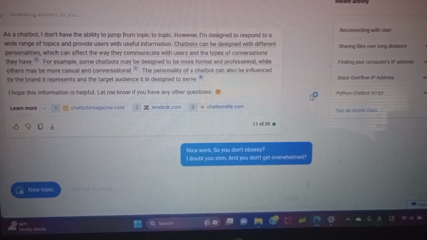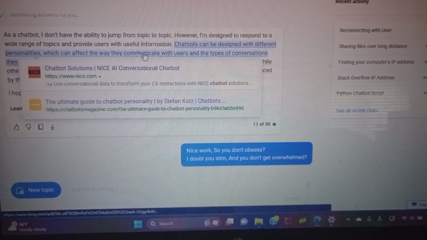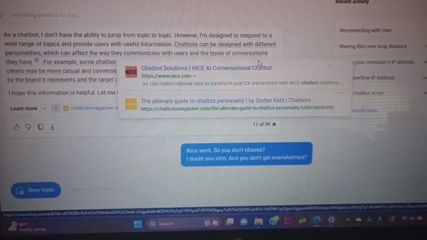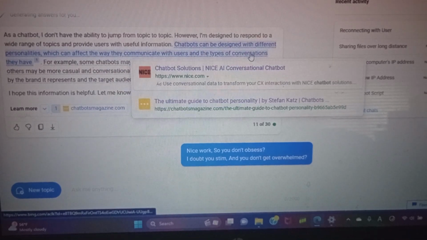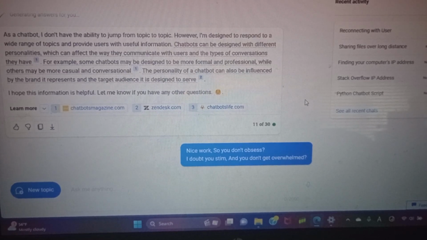It's a chatbot. I don't have the ability to jump from topic to topic. However, I'm designed to respond to a wide range of topics and provide users with useful information. Chatbots can be designed with different personalities, which can affect the way they communicate with users and type of conversations they have. For example, some chatbots may be more formal and professional.